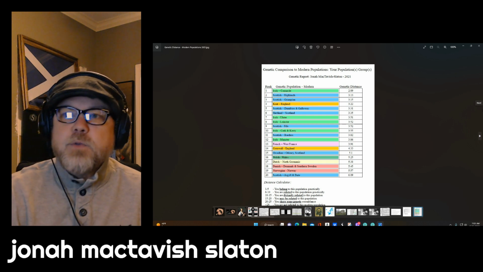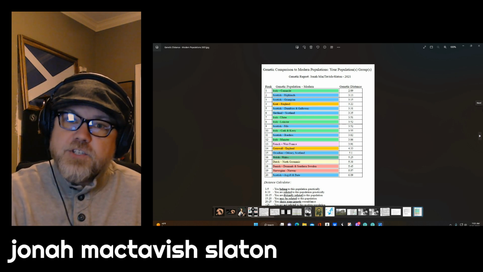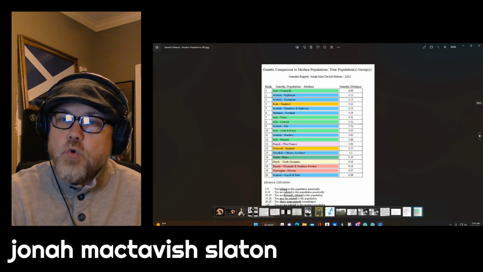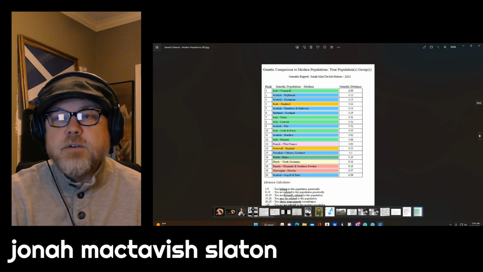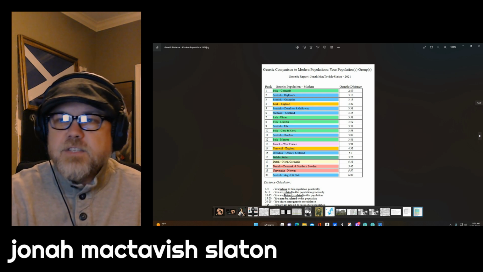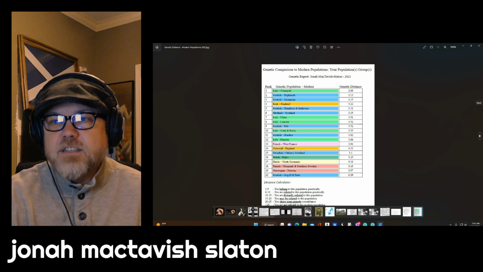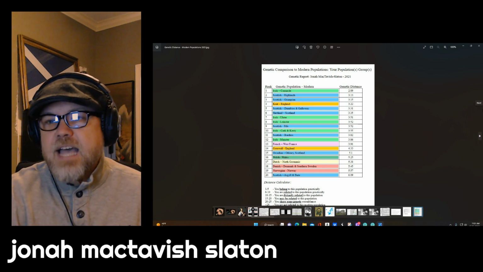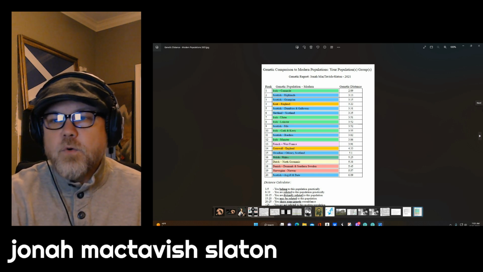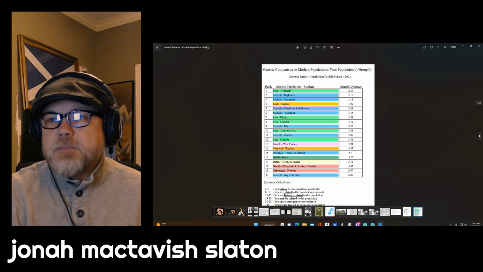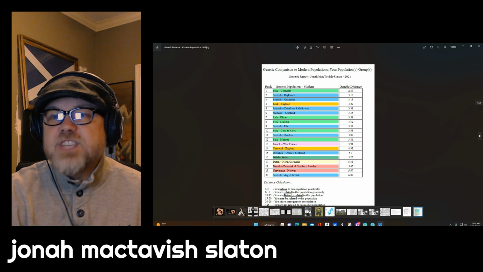At number 5 is Scottish Dumfries and Galloway, at 3.31. There are family connections there on my mother's side, obviously. Then Shetland in Scotland, and this goes back to this Orcadian grouping, and that's at 3.35.